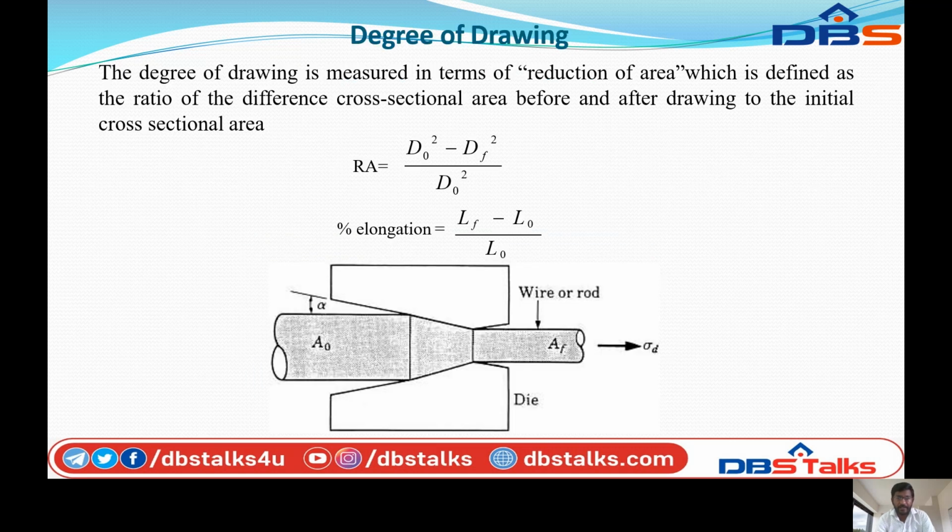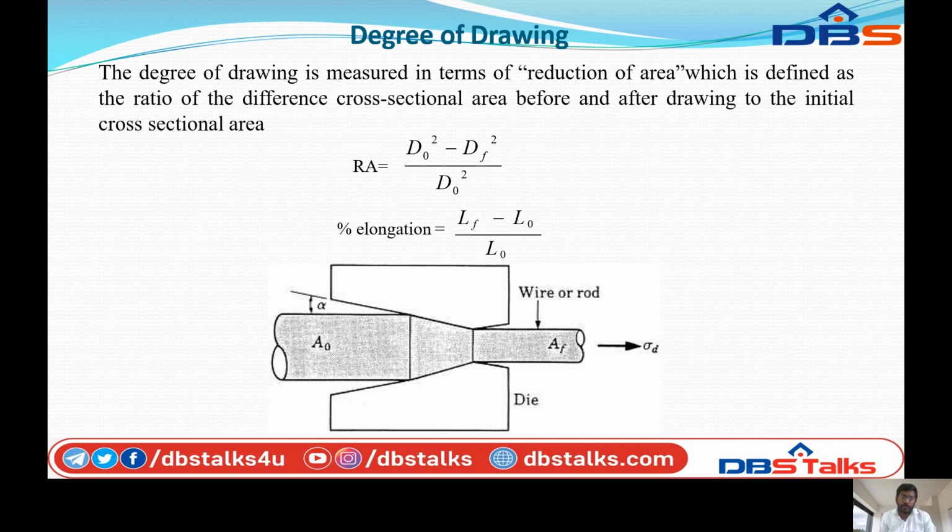Next, degree of drawing. The degree of drawing is measured in terms of reduction of area, which is defined as the ratio of the difference in cross-sectional area before and after drawing to the initial cross-sectional area. So the reduction of area RA is equal to D naught square minus DF square by D naught square. Percentage of elongation is LF minus L naught by L naught.